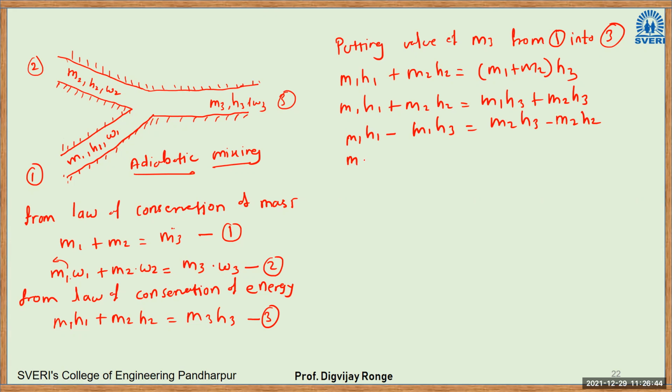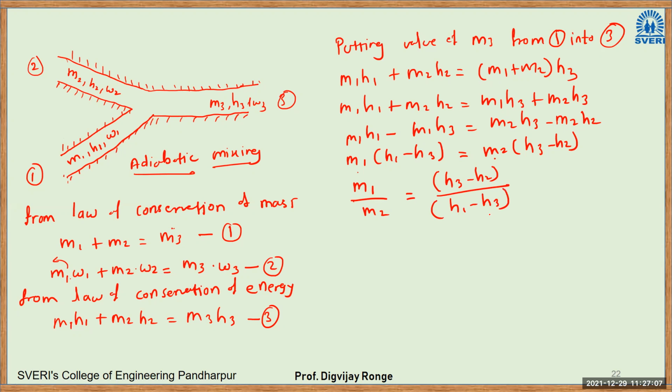Now I will take M1 common. So this will look like M1 into H1 minus H3 equal to M2 into H3 minus H2. Now I will take the ratios. I will take this M2 into the denominator. It will look like M1 divided by M2 will be equal to H3 minus H2 divided by H1 minus H3.